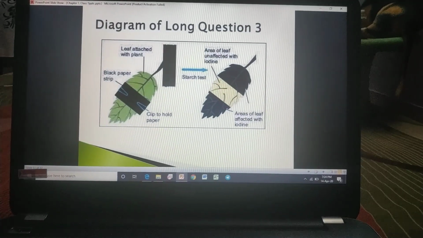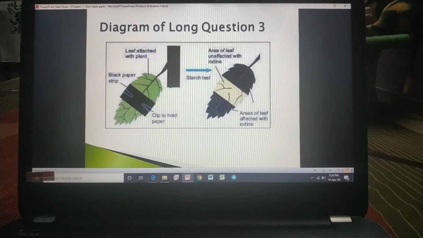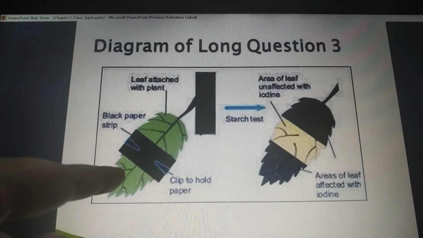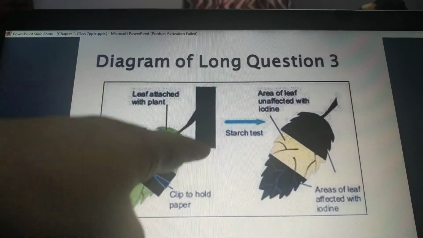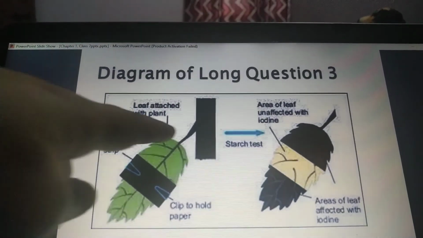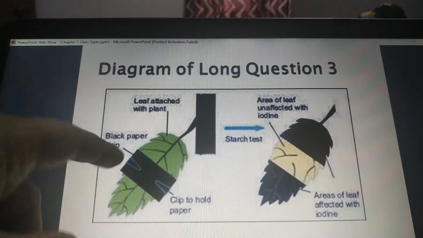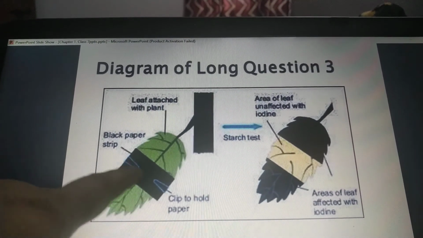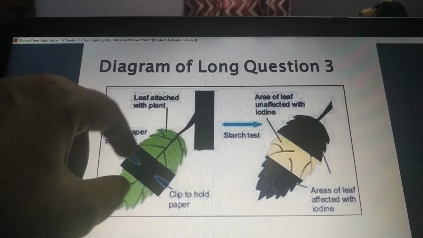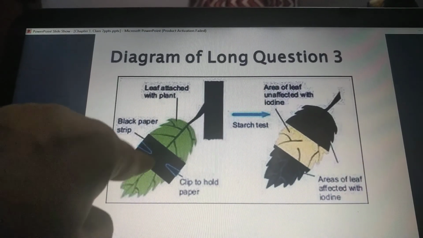See, this is the diagram. Let me explain the answer first, then we will write. Here in this diagram, this black part is representing the plant body and the leaf is attached to the plant body. Here we are putting one black paper strip in the middle of the leaf with the help of paper clips. See, these are the two paper clips.